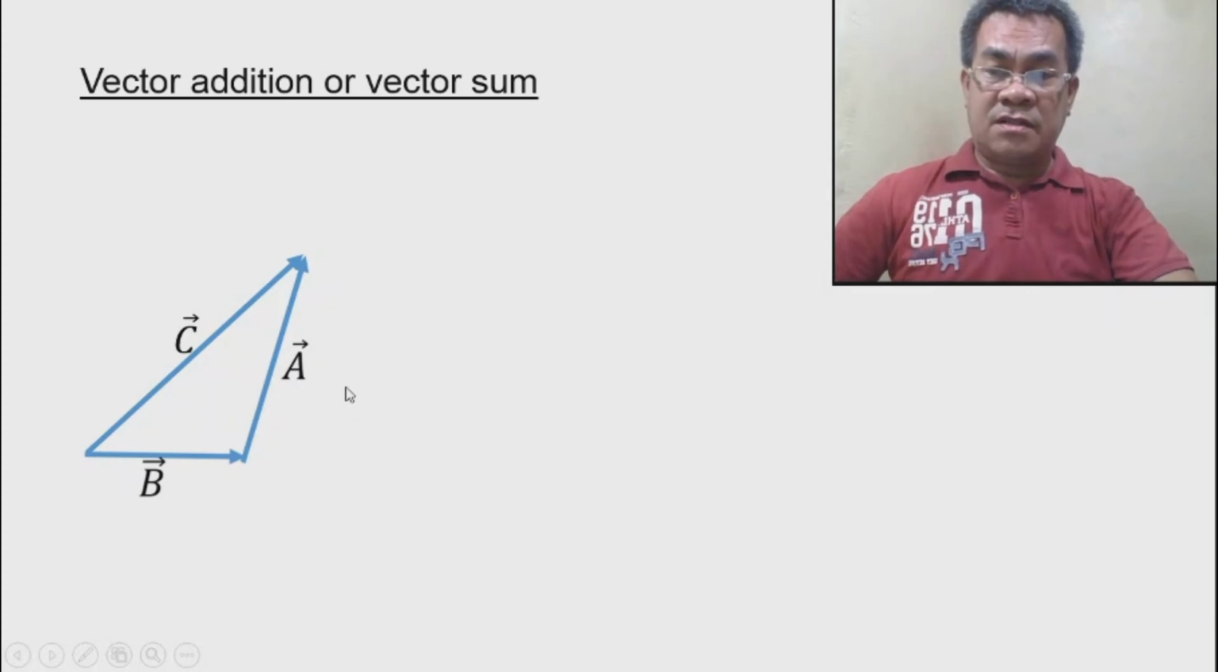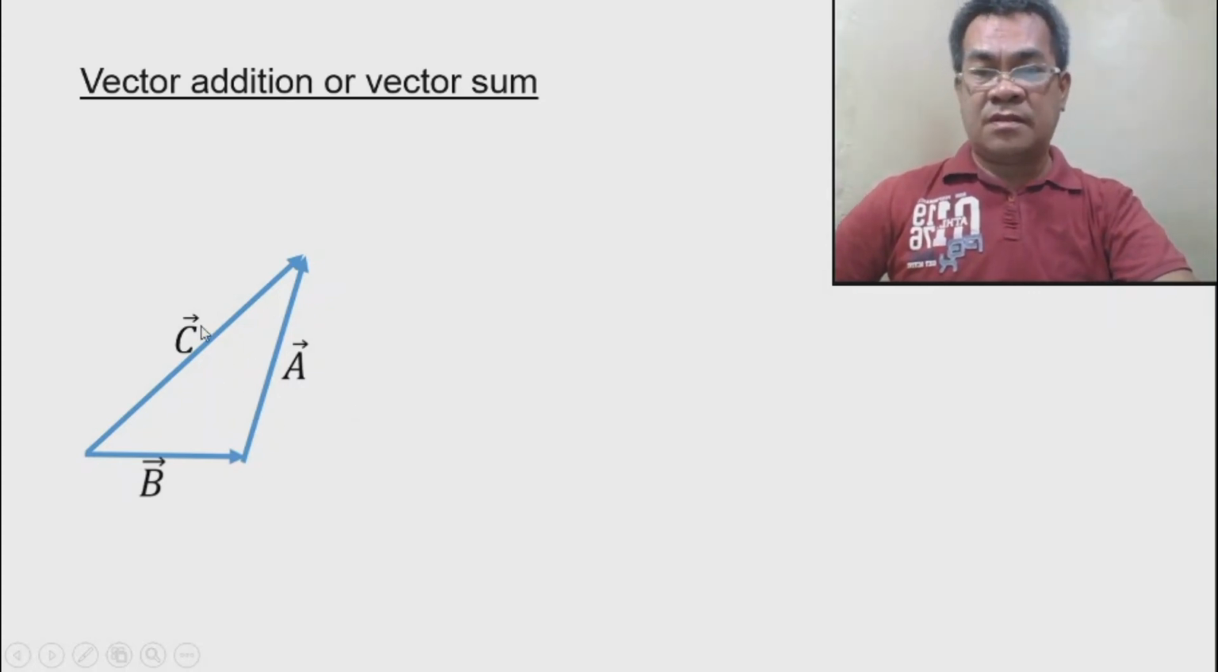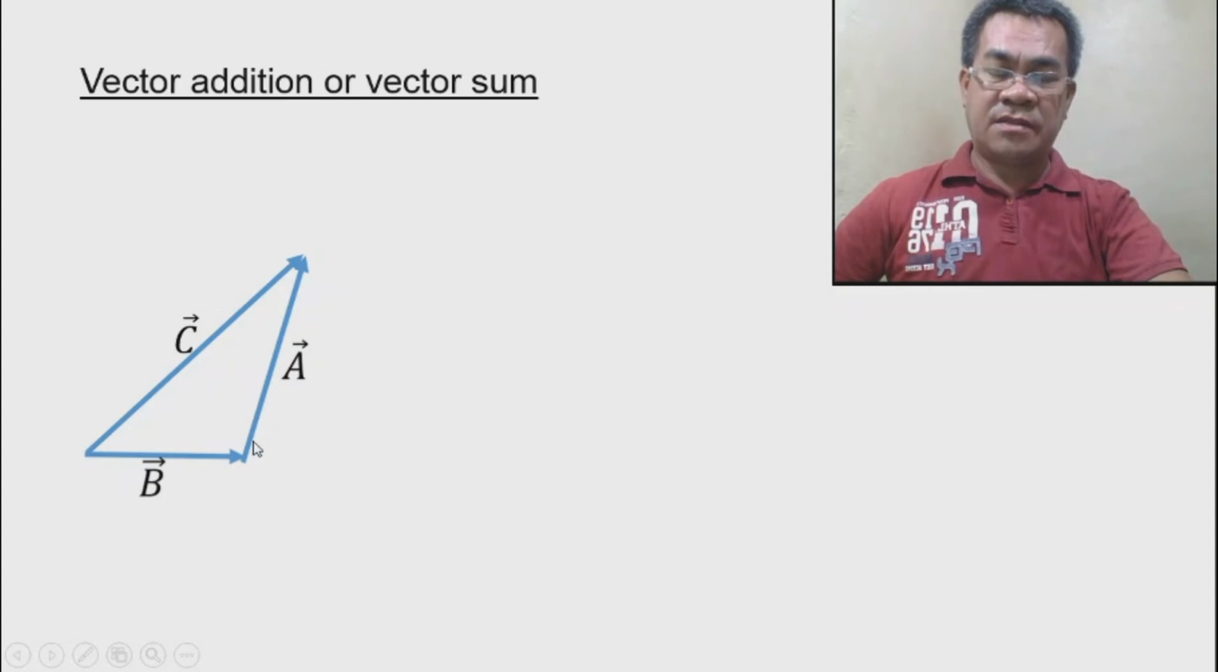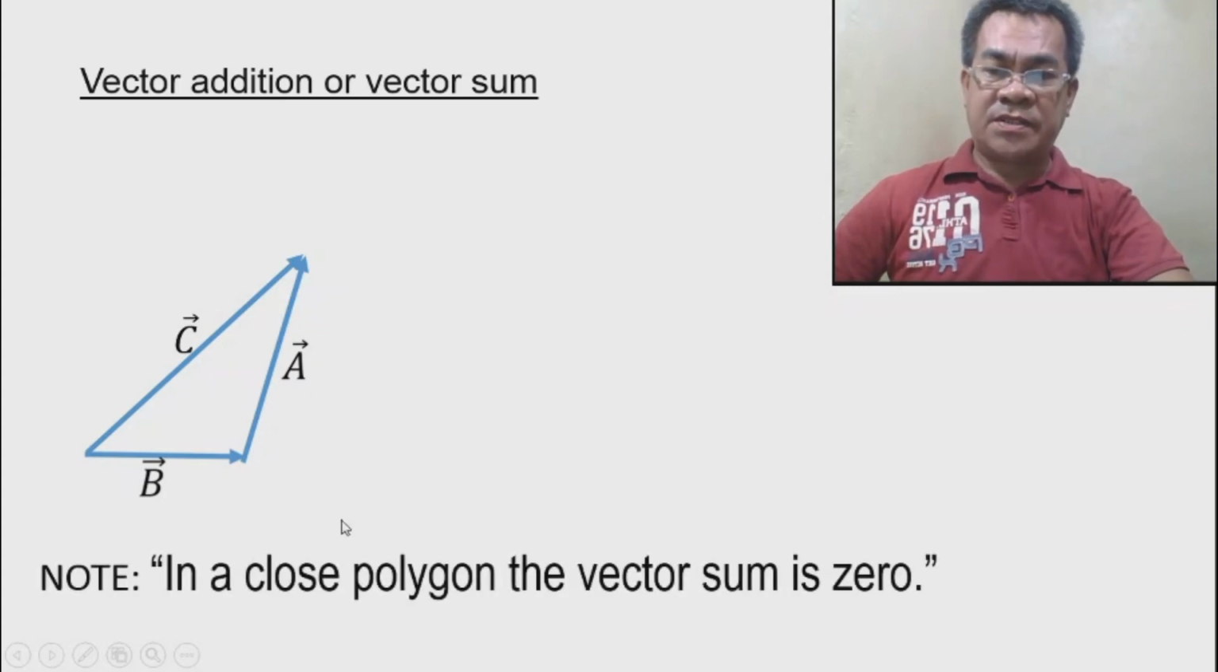So there are many ways to create a polygon from the vectors given. Now, this is a very important principle. In a closed polygon, sometimes open, but for a closed polygon, if you sum up all the vectors, the vector sum should be 0. So if you are constructing a polygon and after constructing it returns to the initial point, then the vector sum is 0.